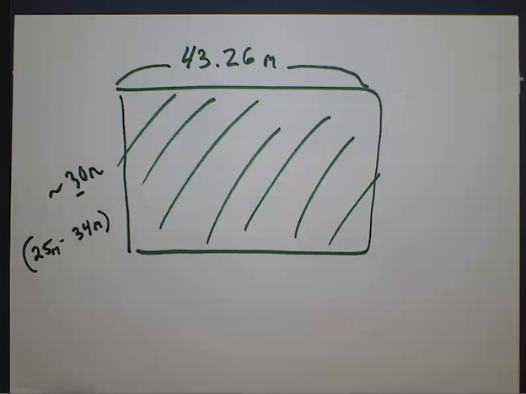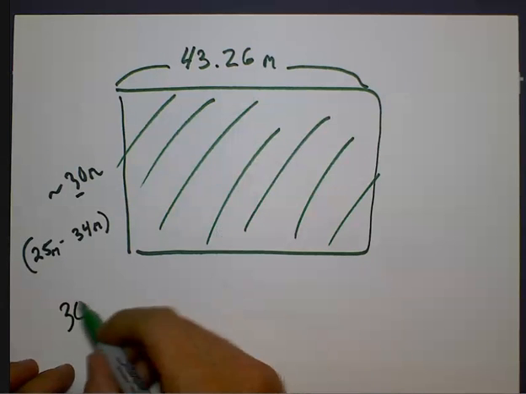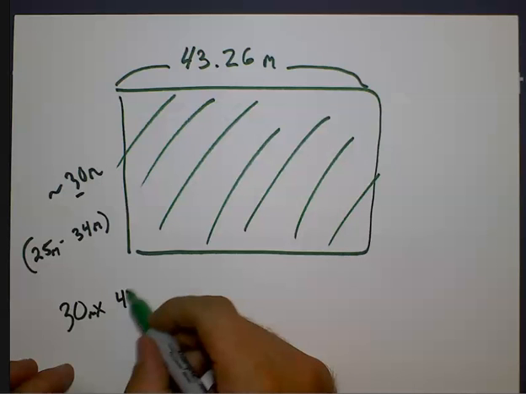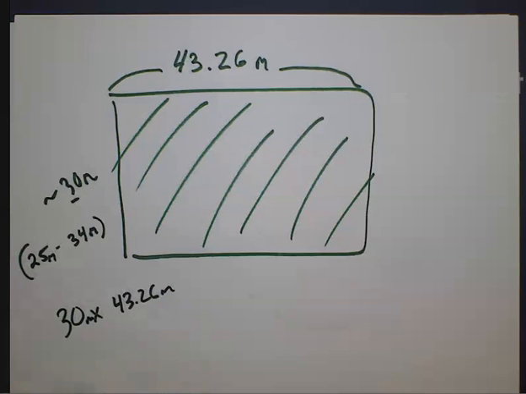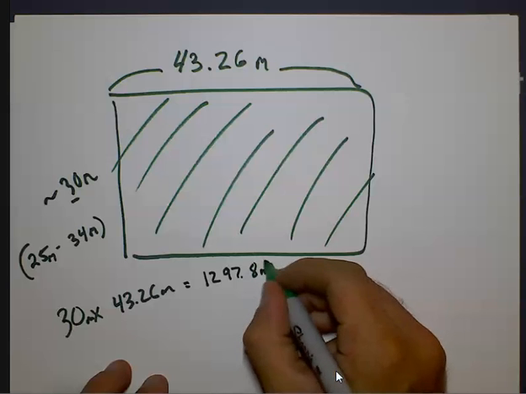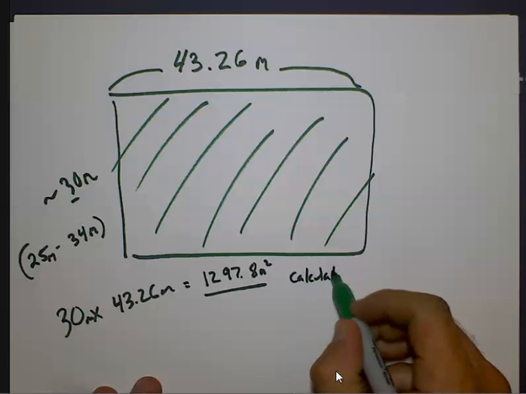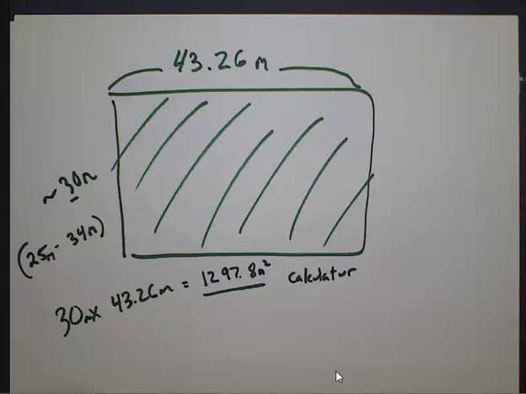So if I want to find the area, let's see what we do. We would multiply 30 meters times 43.26 meters. Let's see what that turns out to be. Got to run the calculator here. And it turns out that this would come out to be 1,297.8 square meters. Now, that's the calculator answer. But let's consider why it doesn't really make sense to give this entire answer here.